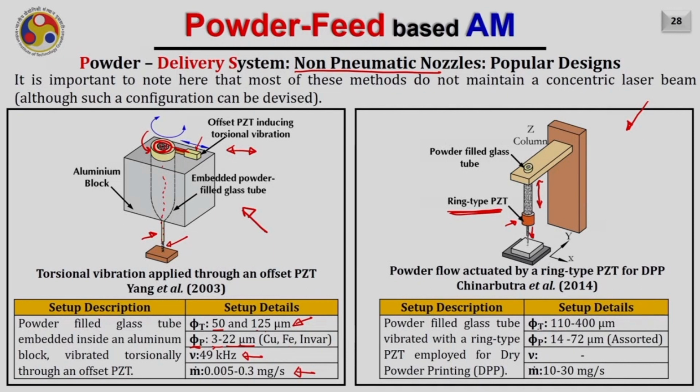Here if you see, the tube diameter is approximately 1102 to 400 micron, while the powder particle size varies from 14 to 72 micron. The frequency details are not given in that particular research, but the mass flow rate can be obtained up to 10 to 30 milligram per second.